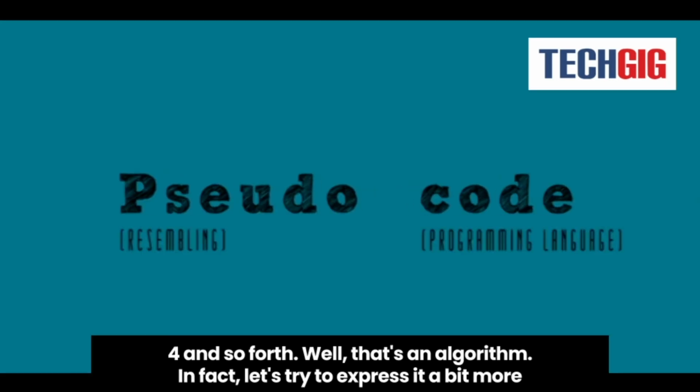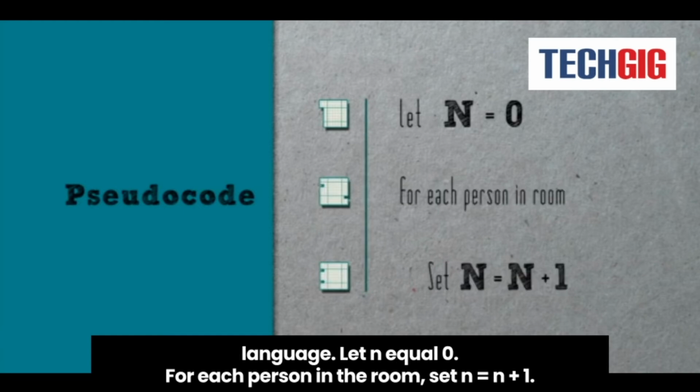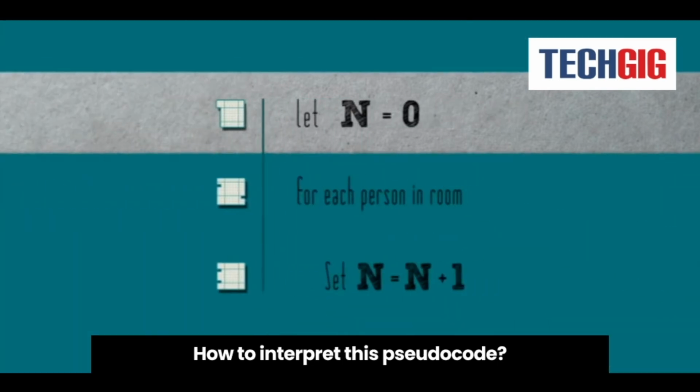In fact, let's try to express it a bit more formally in pseudocode, English-like syntax that resembles a programming language. Let n equal 0. For each person in the room, set n equals n plus 1. How to interpret this pseudocode?